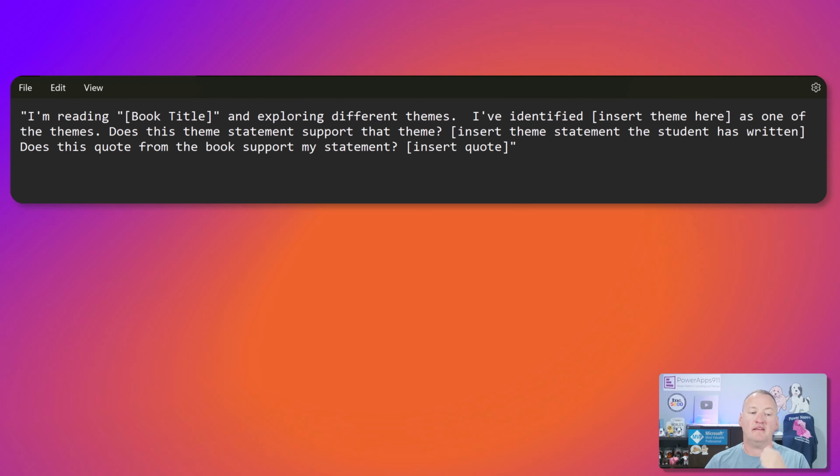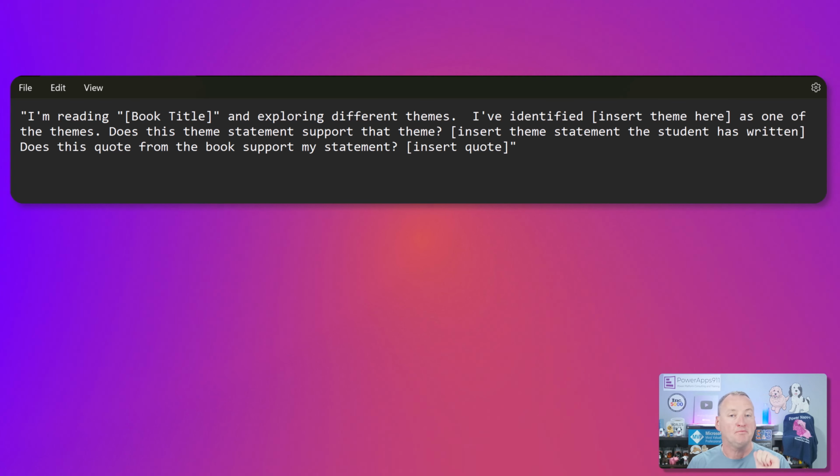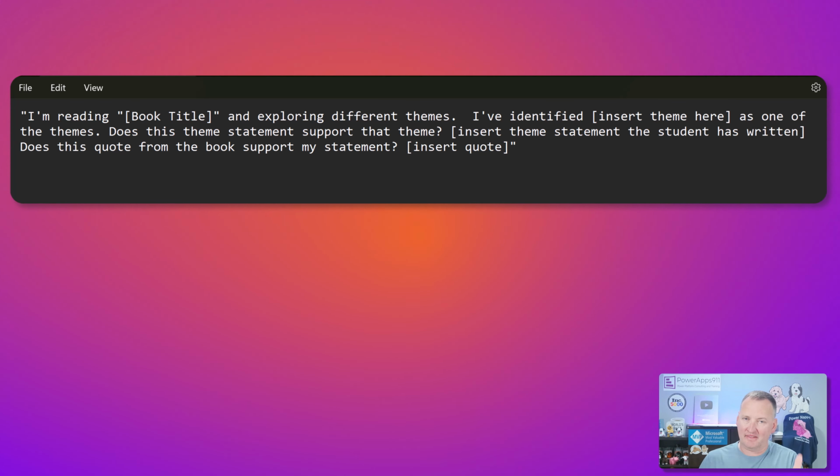And then say, hey, does this quote from the book support my statement? And then you plug in a supporting piece of information from the book. So once again, this is not cheating. This is a way to validate that you're on the right path, right?